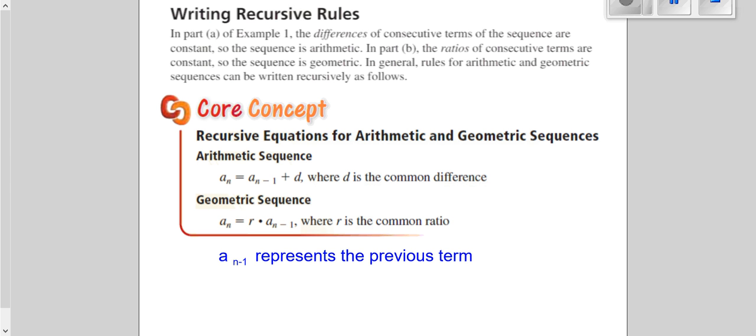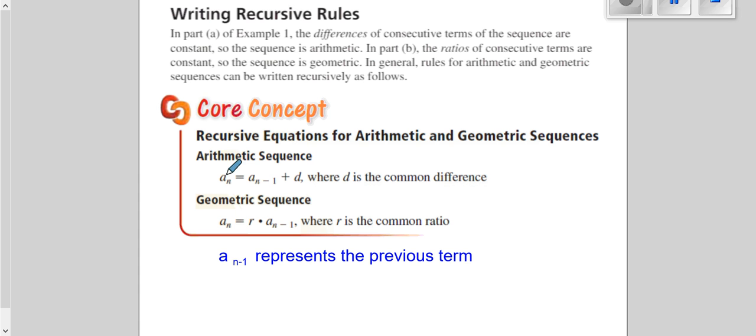Writing recursive rules. In part A of example 1, the differences of consecutive terms of the sequence are constant. So the sequence is arithmetic. In part B, the ratios of consecutive terms are constant, so the sequence is geometric. In general, rules for arithmetic and geometric sequences can be written recursively as follows.